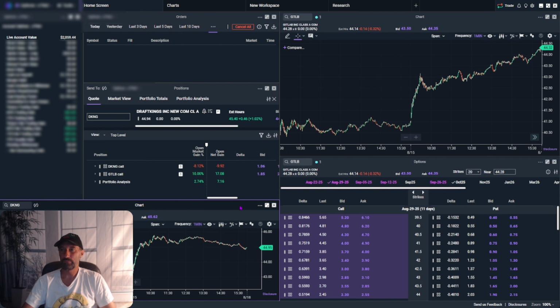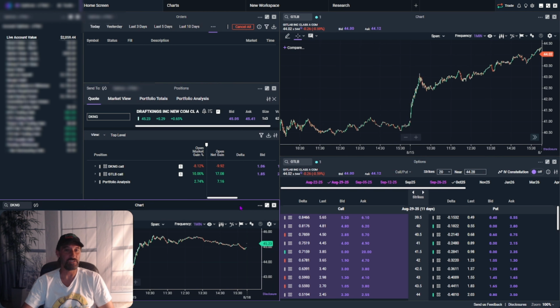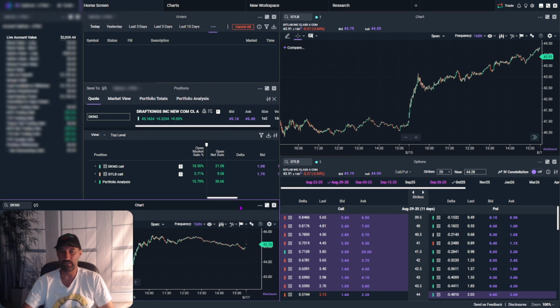But for now, we're just going to let the opening bell ring in 5 seconds, and we'll take a look at what happens with the opening action. So DKNG and GTLB are the two first positions, and that is the bell. So you can see DKNG is popping, GTLB is going the opposite direction. So let's let the morning shake out and see what's going on here.